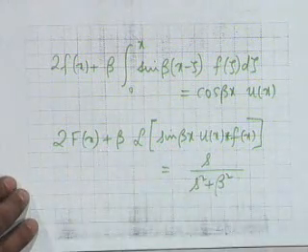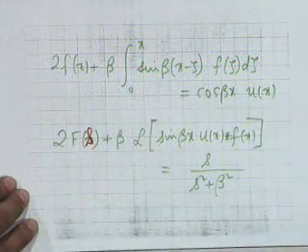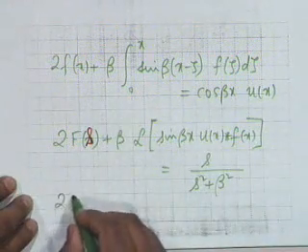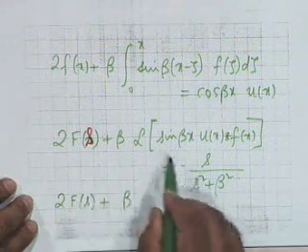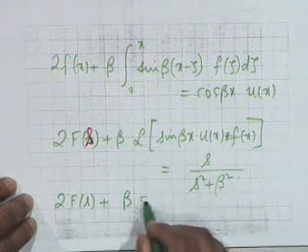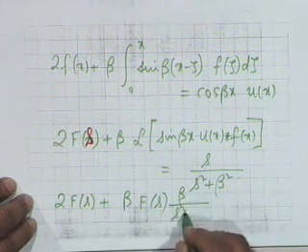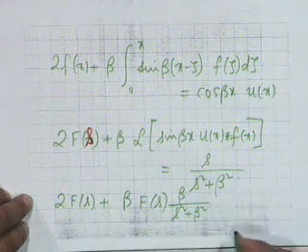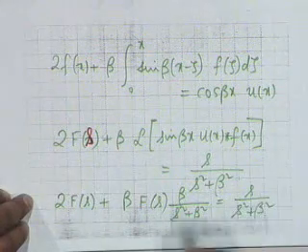This is, I made a mistake, this is F of s, and therefore what we get is 2 F of s plus beta. Laplace of a convolution is the product of the two Laplace transforms, so beta F of s and beta divided by s squared plus beta squared equals s divided by s squared plus beta squared.